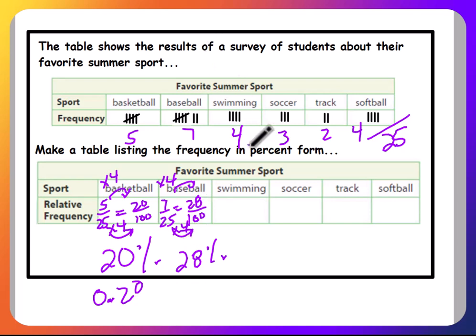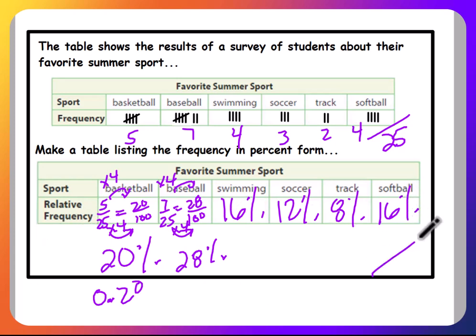So how many chose swimming? 4 people. Well, 4 times 4 is 16%. How many chose soccer? 3. 3 times that 4 scale factor gives you 12%. 2 people chose track. 2 times 4 is 8%. 4 people, again, 4 times 4 is 16%.